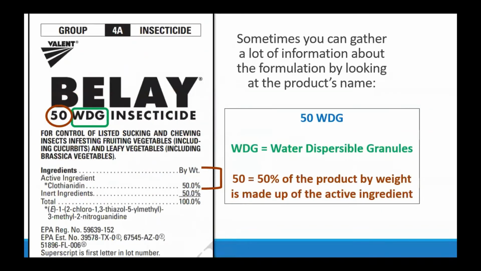Other labels might contain a combination of numbers and acronyms. They still provide you with the formulation details, but you need to know the code. Here we have Belay 50 WDG insecticide. This is telling you that 50% of the product is the active ingredient. Since it's a dry product, it's 50% by weight. Similar to the previous product, it's also a water dispersible granular product, but this label contains the acronym WDG instead of spelling out the words. Lastly, it states that it's an insecticide.